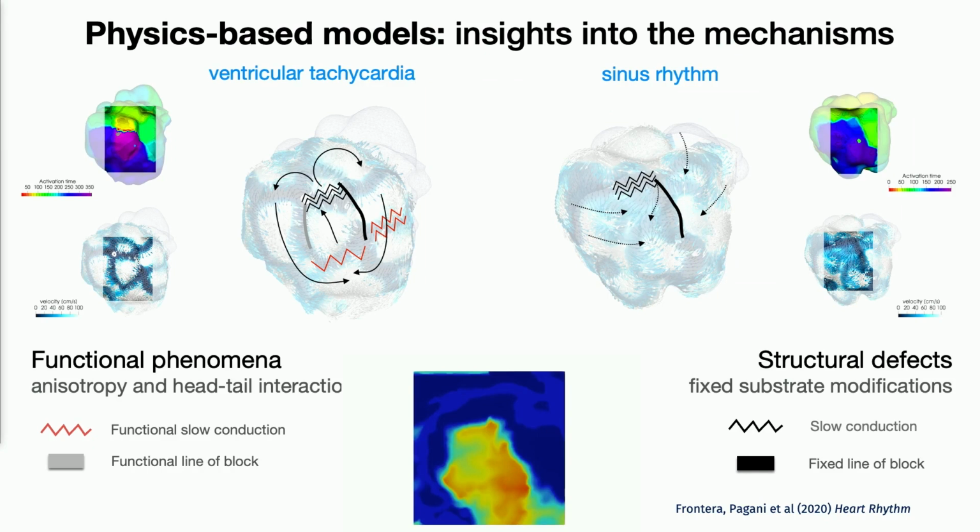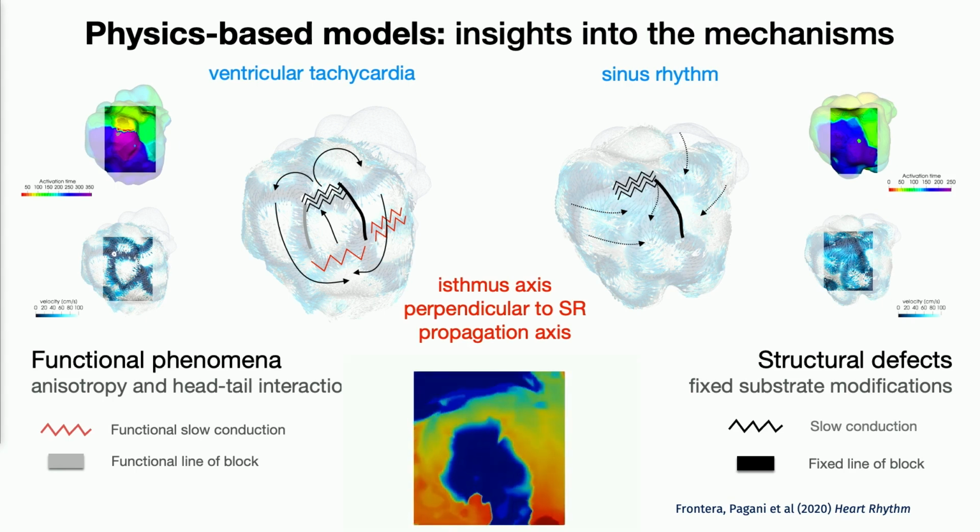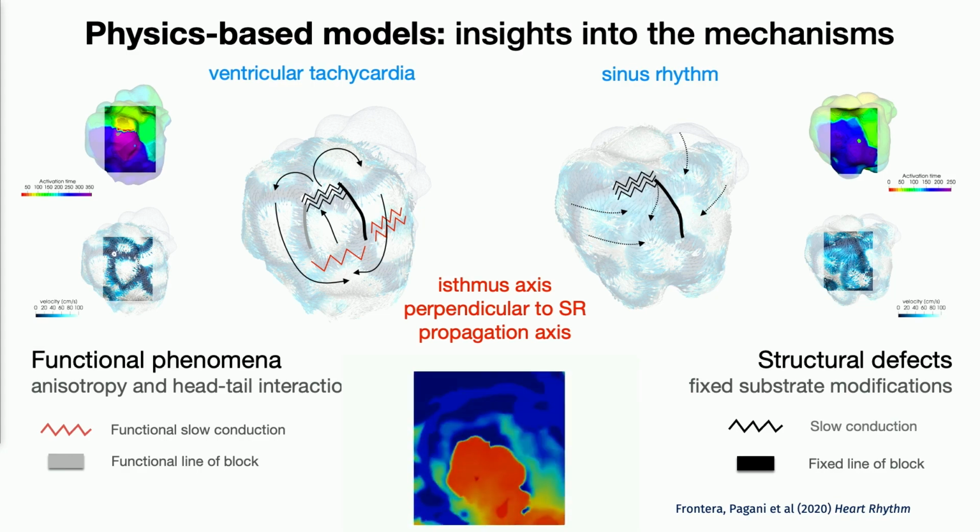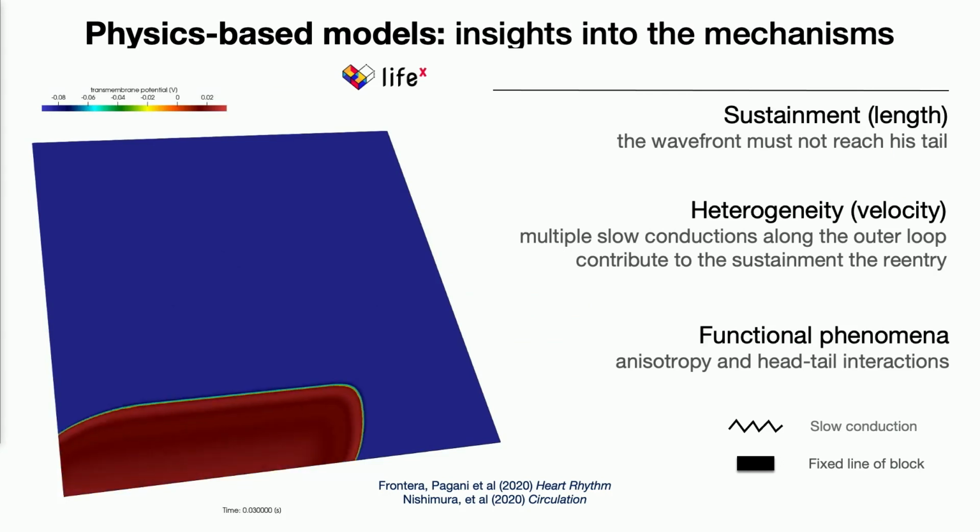functional factors. By comparing electrophysiological indicators in sinus rhythm and VT, we were able to show that a VT circuit can present functional slow conduction corridors and functional lines of block forming the isthmus, generated by head-tail interaction and tissue anisotropy. This has pushed clinical research to look for mapping modalities that can clinically identify the subset of functional phenomena.